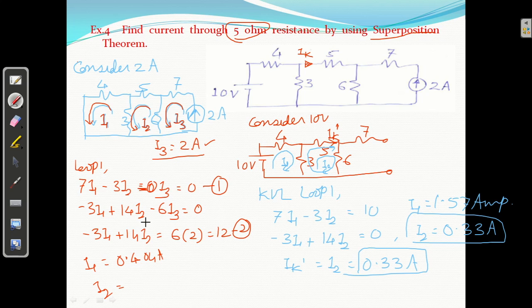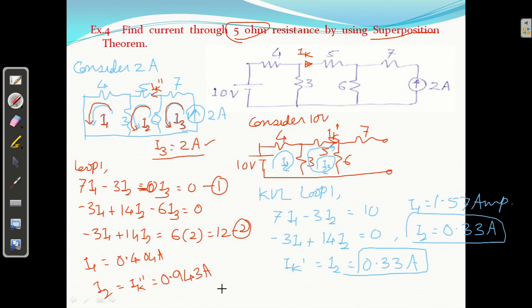Look, when you consider the first source, IK dash, the second source current will be in this way. So IK double dash is here. So I2, that is IK double dash, equal to 0.943 ampere. So I got IK double dash.